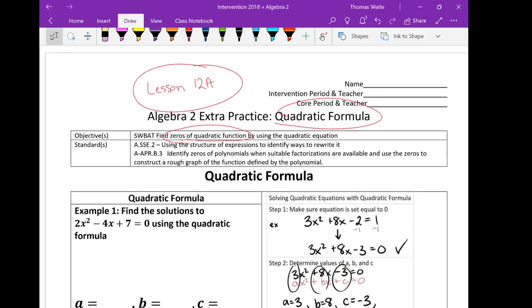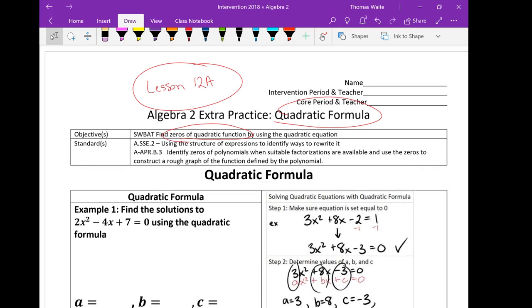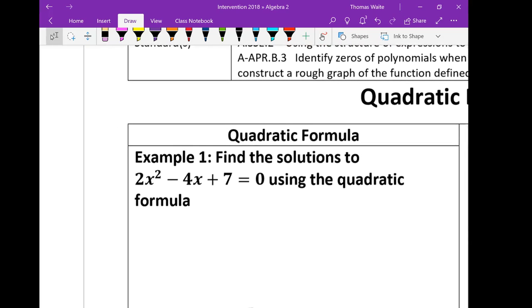All right, so this skill is pretty procedural. We're using a formula that'll work for any kind of quadratic equation. So a quick reminder, this is an example of a quadratic equation, something that looks like ax squared plus bx plus c.